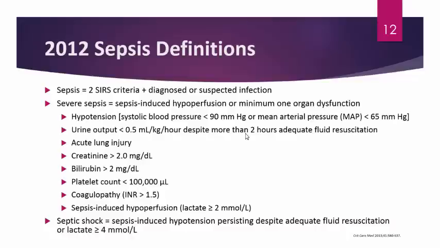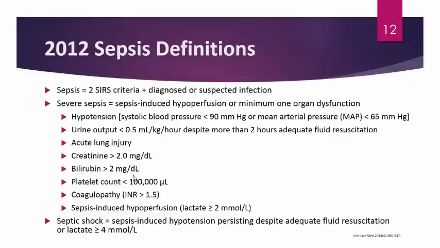Acute lung injury, or ARDS, is considered an organ dysfunction. A creatinine greater than 2 milligrams per deciliter, assuming that this creatinine is a new creatinine or an acute kidney injury related creatinine. Say, for example, if your patient already had pre-existing ESRD and already had a baseline creatinine above 2, this would not necessarily count for severe sepsis.